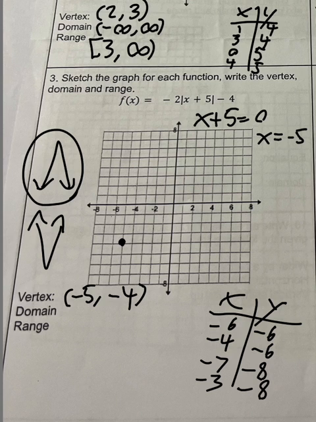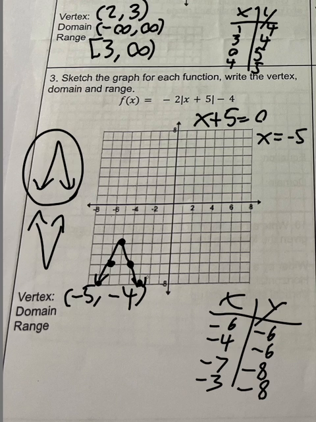Alright, now we can plot these points onto the graph. So negative 6 comma negative 6. That'll put you right here on the graph. Negative 4 comma negative 6. That'll be right here. Negative 3 comma negative 8. That'll be right here. And then negative 7 comma negative 8. That'll be right here. So the graph, like I said, it's open downwards. So it's going to look like that.